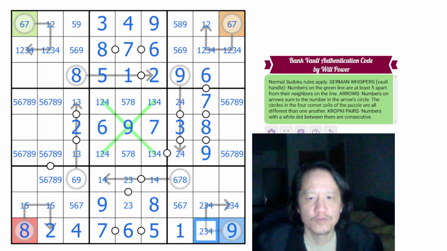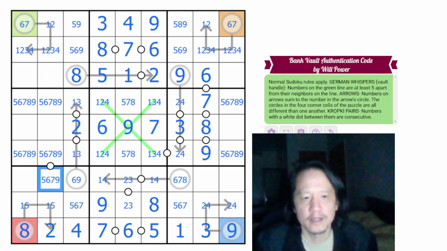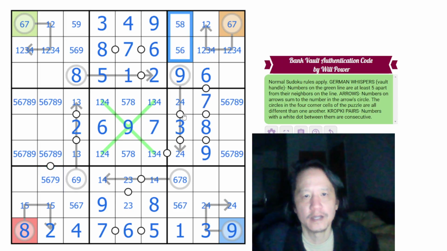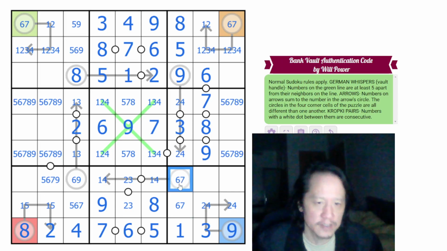This can't be 2 or 4, so this must be 3, which means this can't be 3, this is 2 and 4. This can no longer be 5 because of the 1, 5. This can't be 8. These can't be 9. This can't be 6, so this is 5, which makes that 8. This can't be 8 anymore. This can't be 5. So we have a 6, 7, 6, 7 pair.